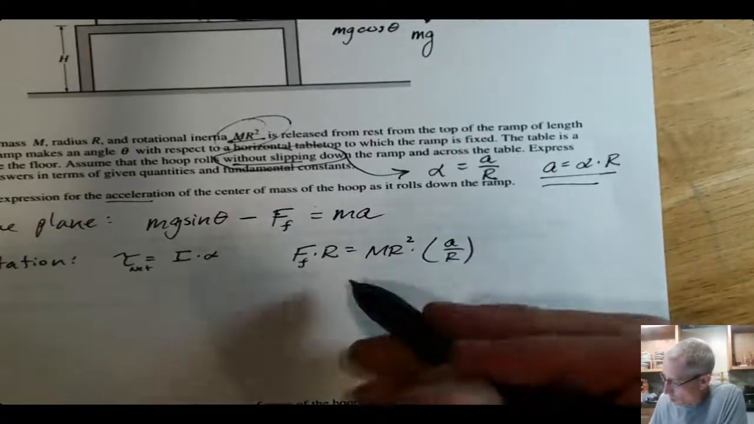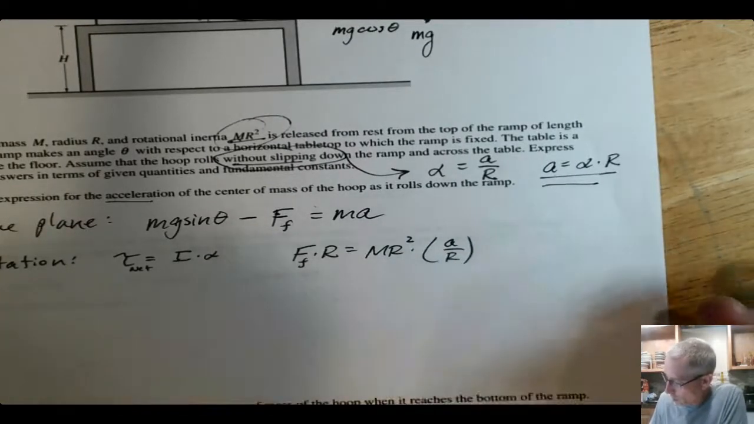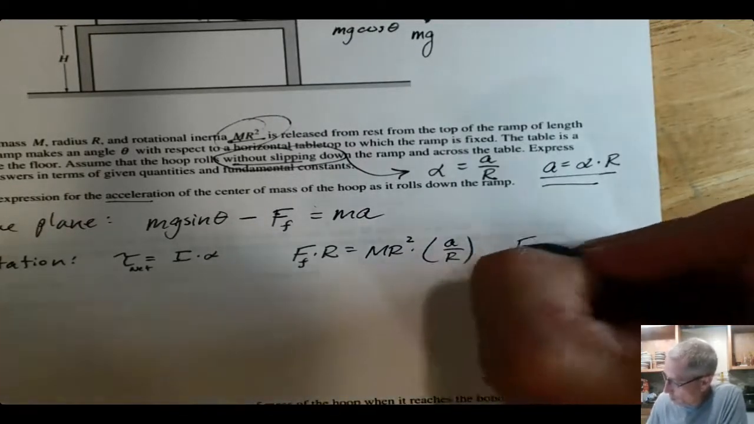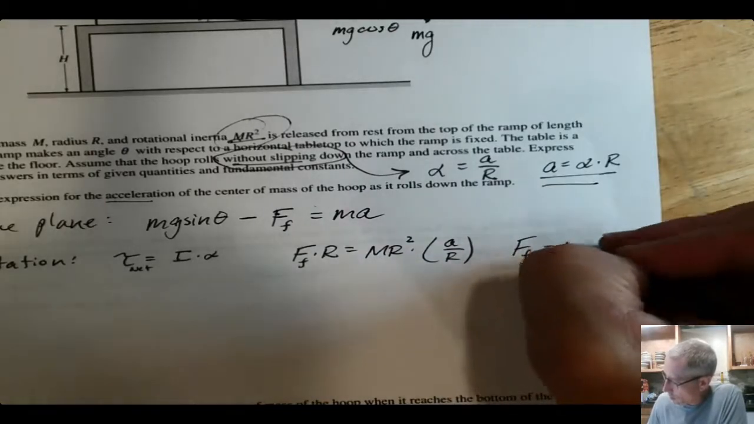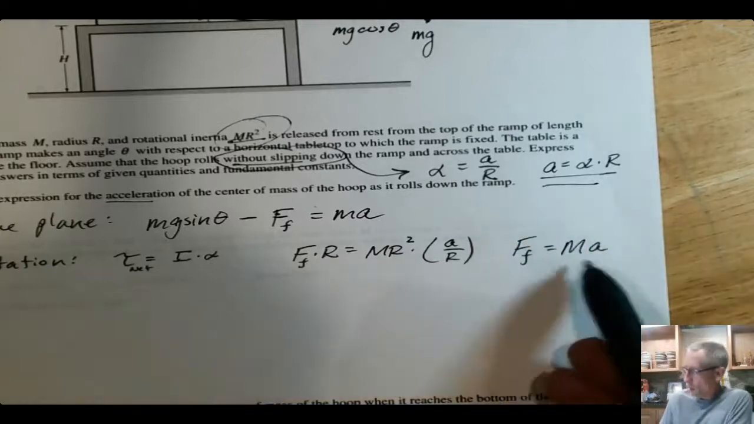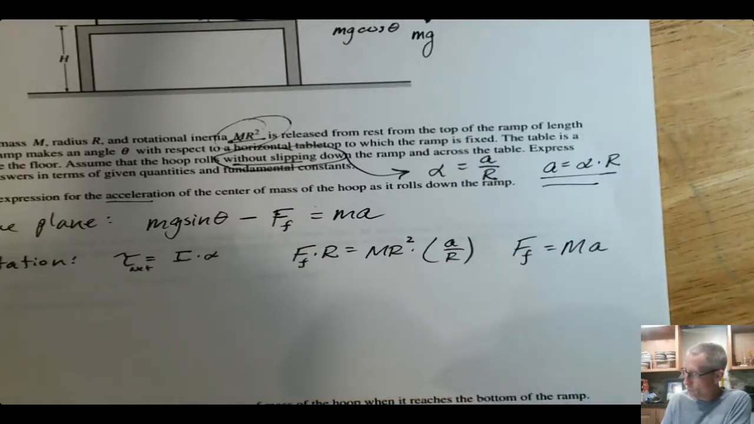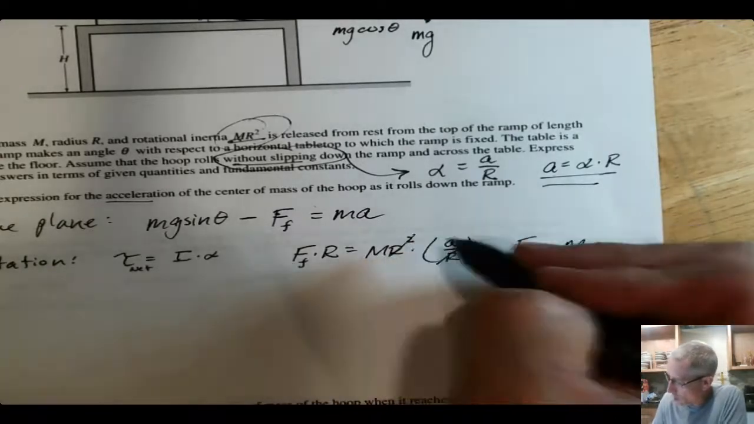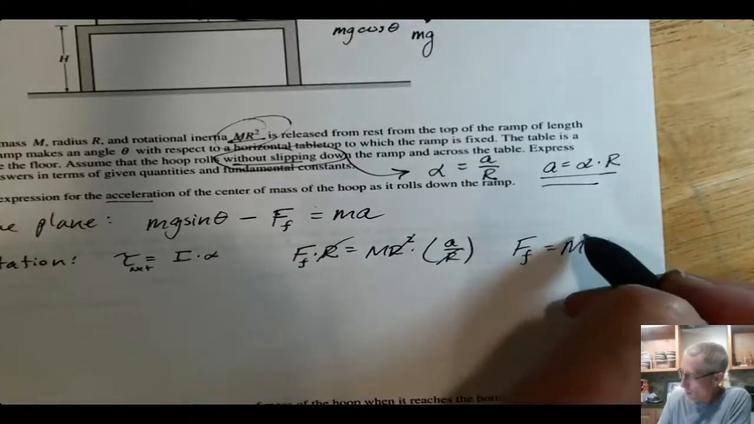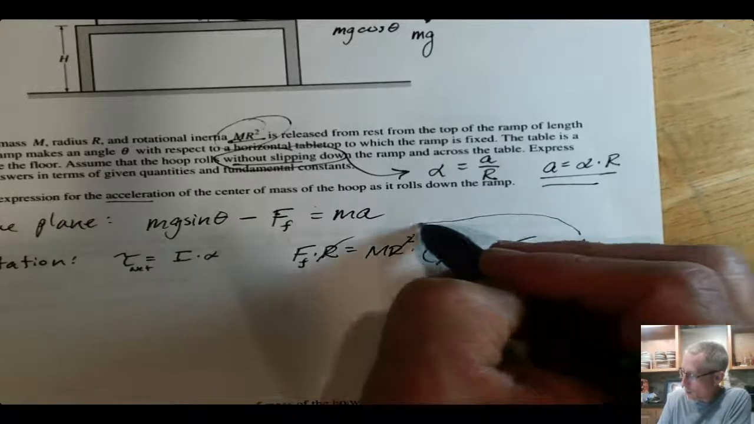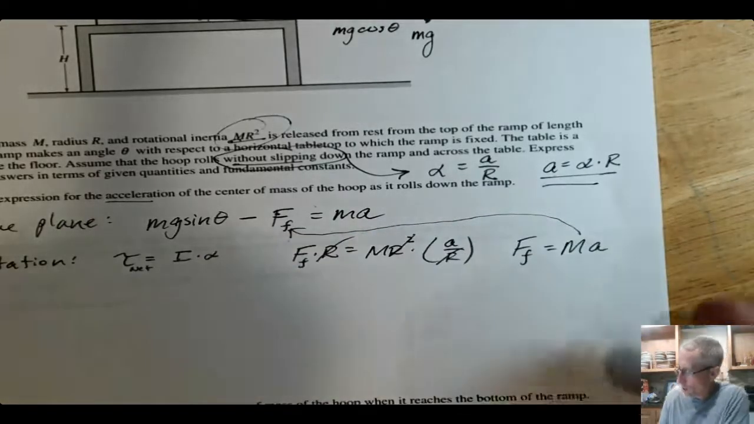Because look what happens. The R's all go away, and you end up with a pretty simple friction force. Oh, I said that wrong. The M's don't go away. It is M times A. Okay, so the R's go away. Friction force is M times A. So now I'm going to take this MA, and I'm going to replace the friction force here with that.